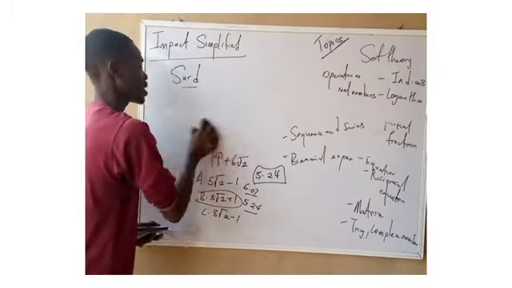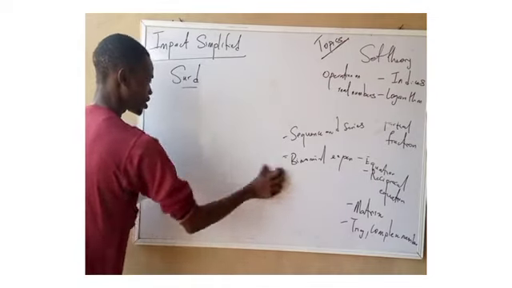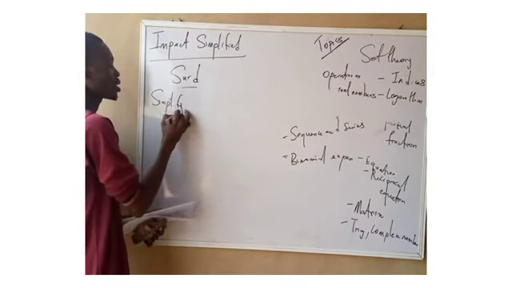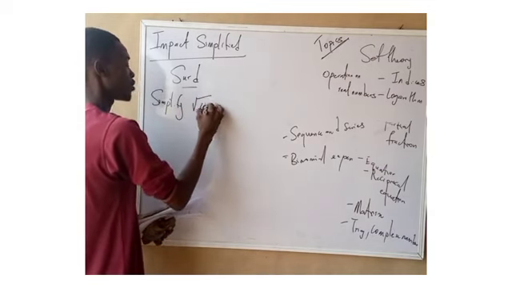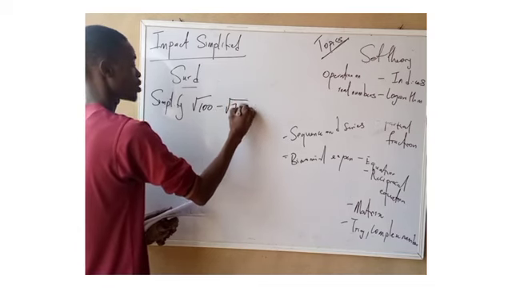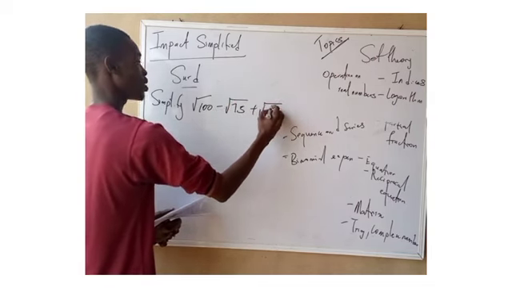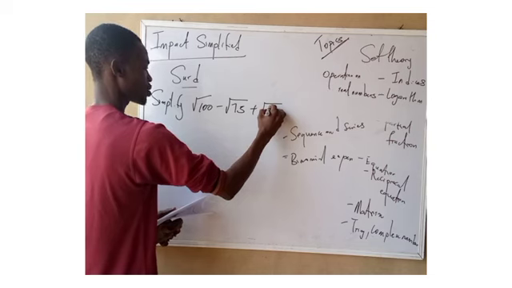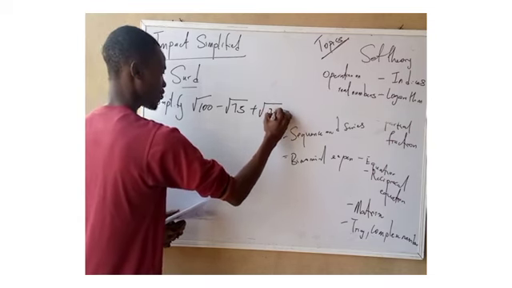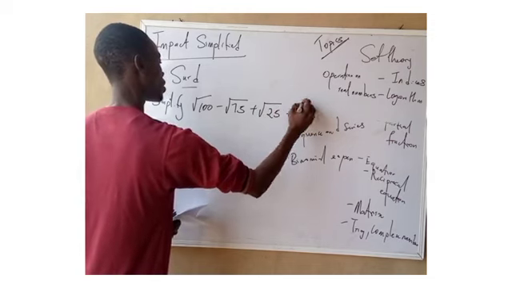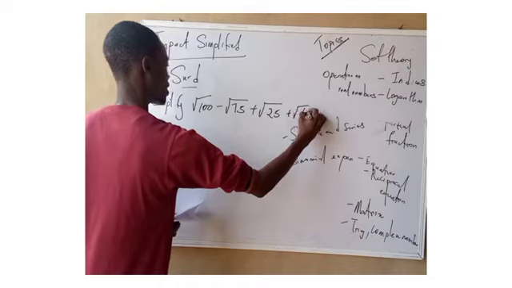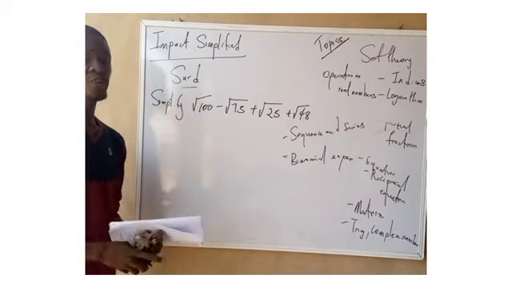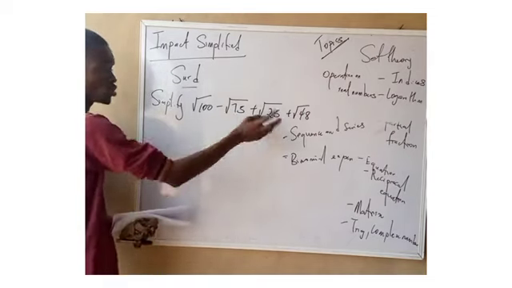Now under surds again, there is something your calculator can solve. They can ask you to simplify. They said simplify the square root of 100 minus the square root of 75 plus the square root of, let's assume we have it here as, 25 plus the square root of 48. You know, it's not easy setting a question. But now let us look at it. They say we should simplify this.